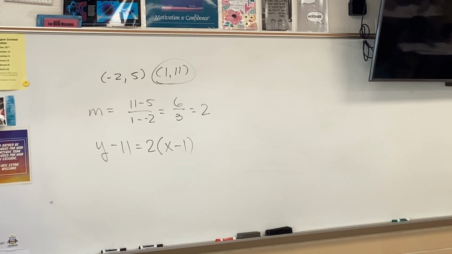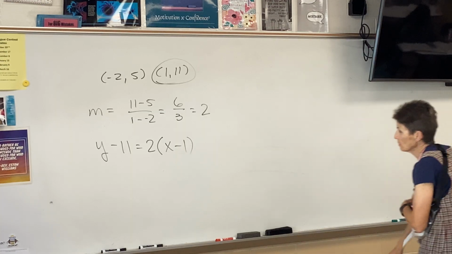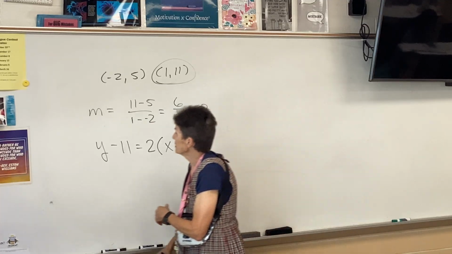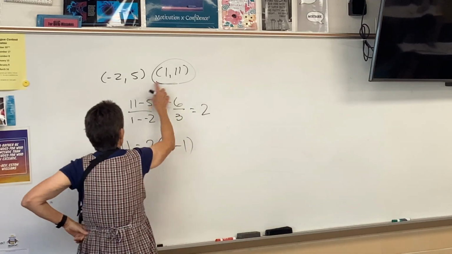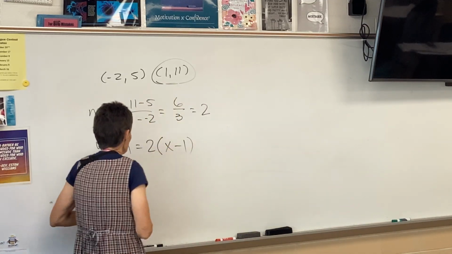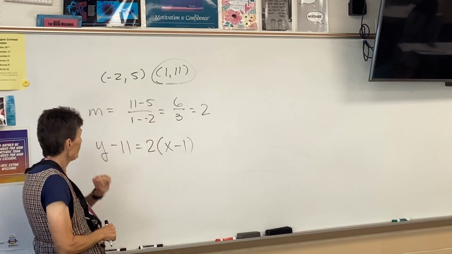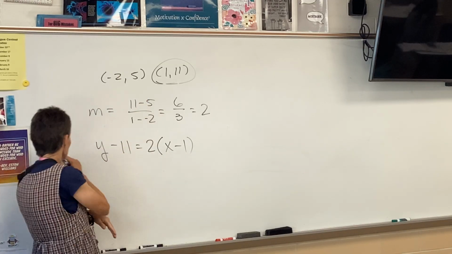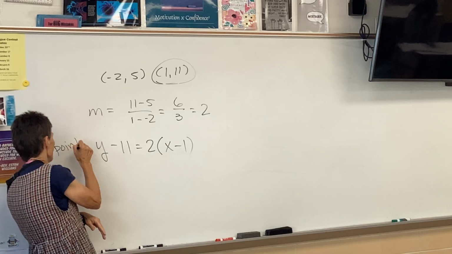So, the question is, write the equation of the line. First thing we did here was find the slope: 11 minus 5 over 1 minus -2, we got 2. Pick that point, plugged it in. This is our point slope form.